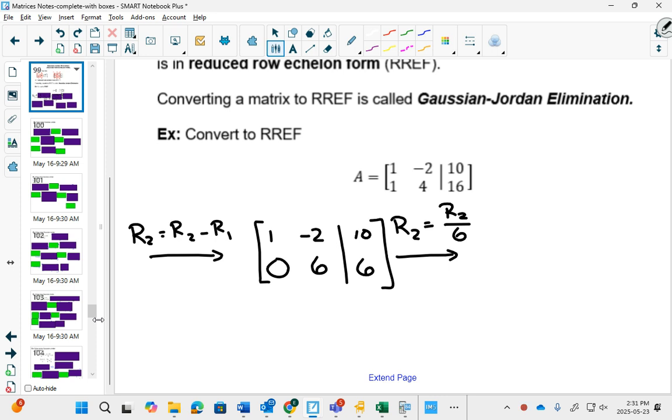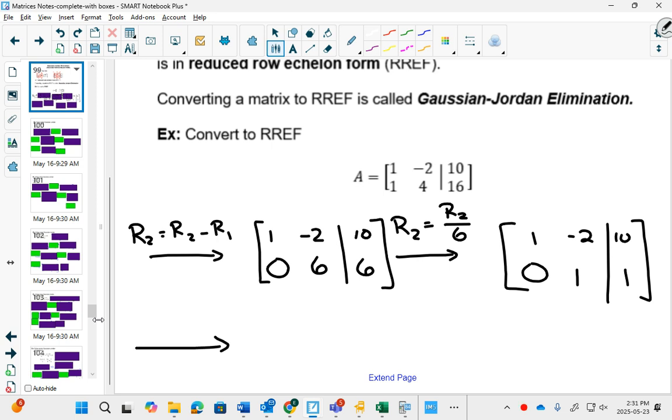Again, my row 1 isn't changing, so I rewrite it: 1, -2, and 10. And now I divide my row 2 by 6. I still have a 0. This is 1, this is 1. Step 3, we want to get a 0 in the top right-hand corner. So now we want to change row 1. Can you see that if you took row 1 and added 2 row 2s, that would get you a 0 there.